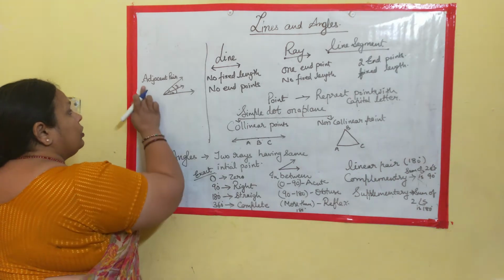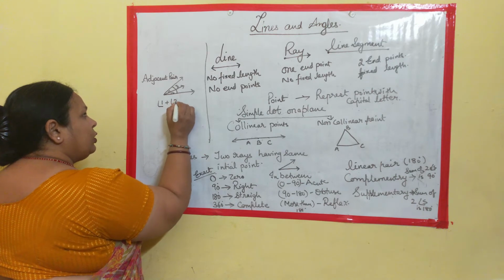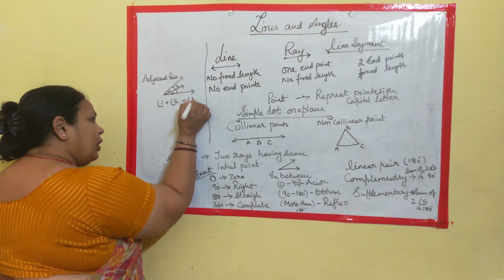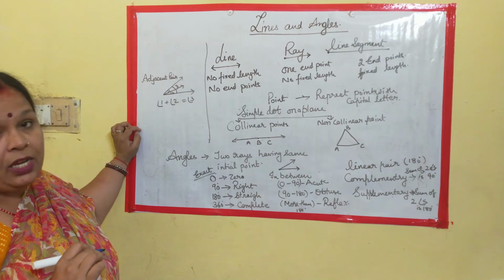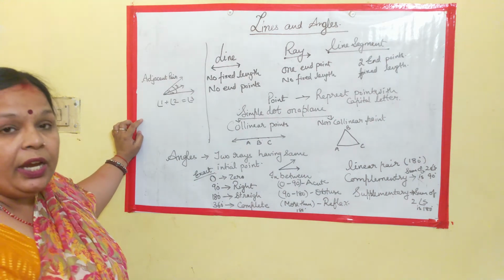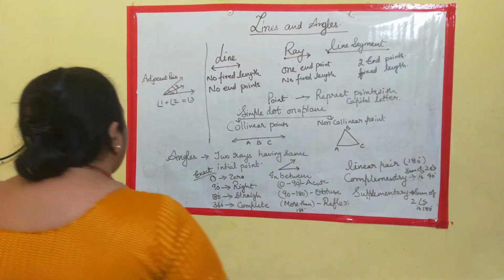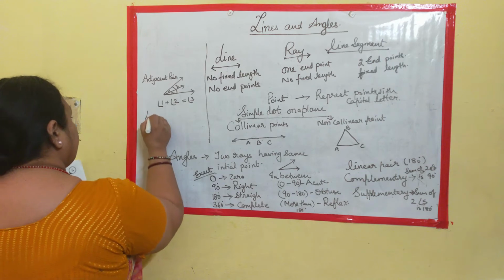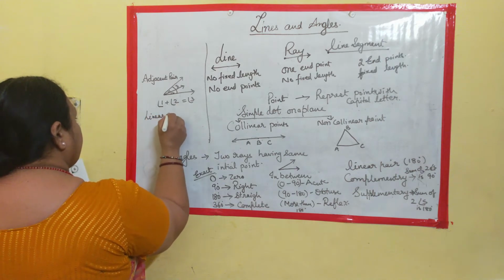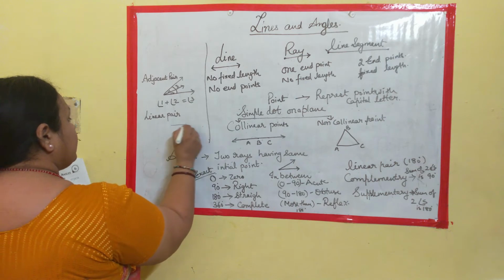So now, these are angle 1 plus angle 2 is equal to angle 3. That means these are adjacent angles. Now next we will be talking about linear pair. Now again with the help of an example we will be understanding.